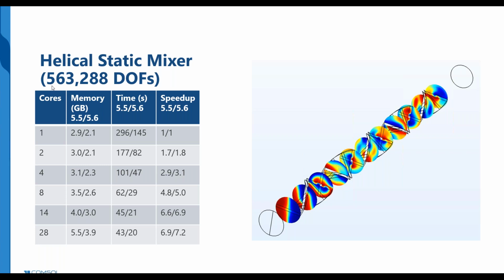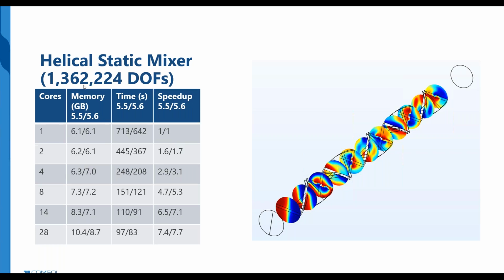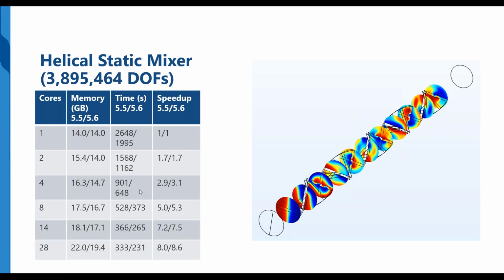Let's see what happens if we solve the same problem on a finer mesh. So 1.36 million degrees of freedom. We get a little bit better speed up number. We still have an overhead of almost 2.6 gigabytes extra to solve on 28 cores compared to 1. On the other hand, it takes less than 2 minutes to solve on 28 cores, so it pays off pretty well.